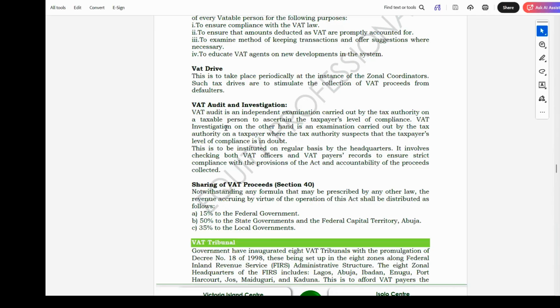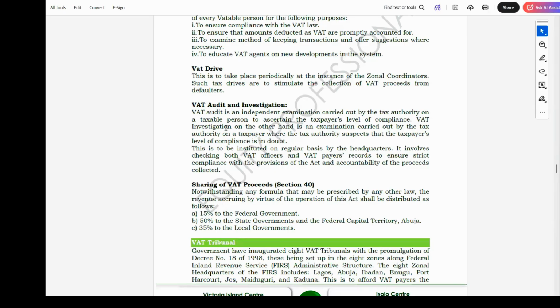Then they can also do what is called VAT investigation. Investigation is done when they find out there is an element of fraud, when they suspect that the taxpayer is engaged in fraudulent activity in relation to value added tax, when they find out that you are engaged in evasion of value added tax amount.